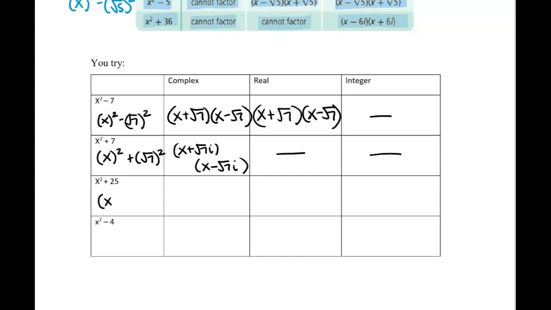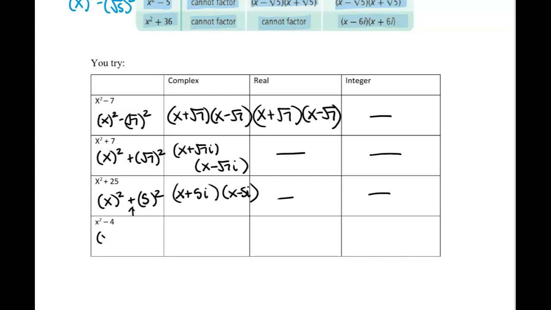x squared plus 25 is x squared plus 5 squared. I see integers, but since it's a sum of squares, there's a plus in the middle there. We're going to have to use i's. So can't do real, can't do integers. It's got to be x plus 5i times x minus 5i.